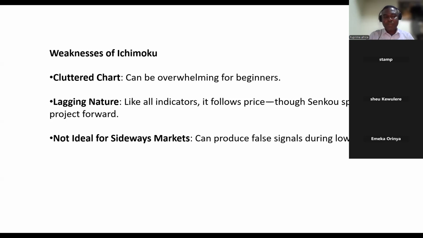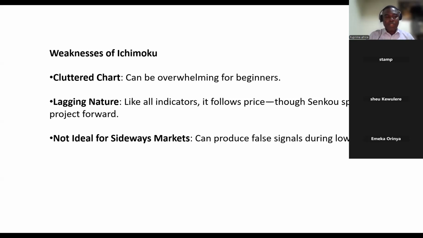So the chart can be cluttered, and also there's a lagging nature. Like all indicators, it follows price. It follows price, and that makes it a lagging indicator. It's not leading. It does not predict price movement ahead before the movement happens. It follows price wherever price is going. And that means it can delay in how it reacts to price.